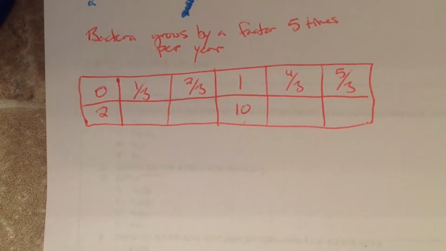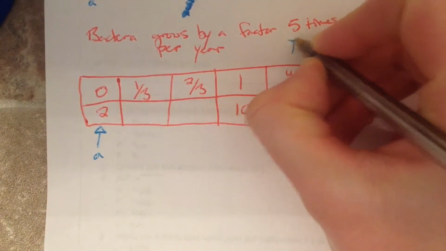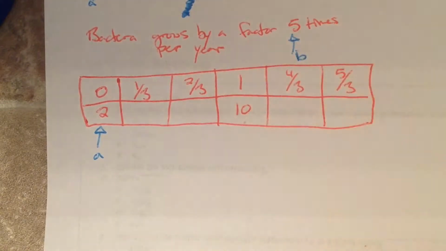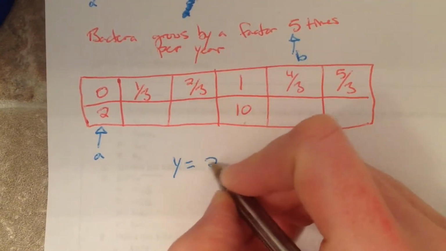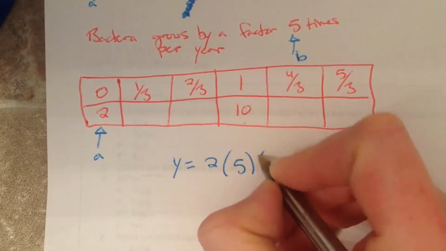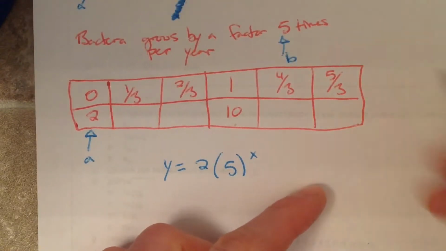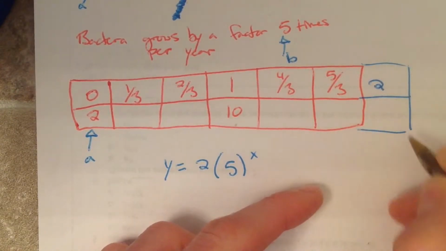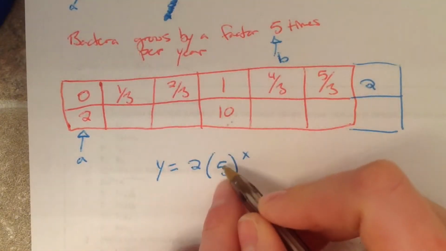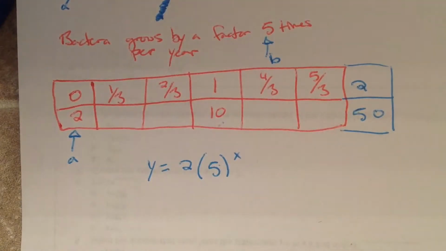So bacteria grows by a factor of 5 times per year. So here's our A, here's our B. That's the factor. So what we would do is say y equals 2 times 5 to the x power. We don't have the next whole number 2. Let's just say we did. If we had 2 here as our next number and we were trying to find the slot that goes with it, we would say 10 times 5 gives us 50. And our next whole number 3 would be 50 times 5 or 250.